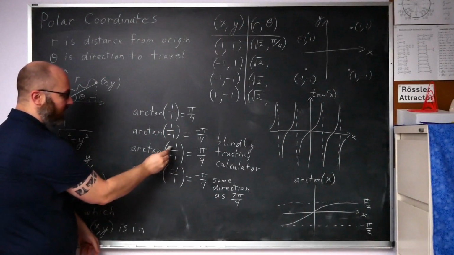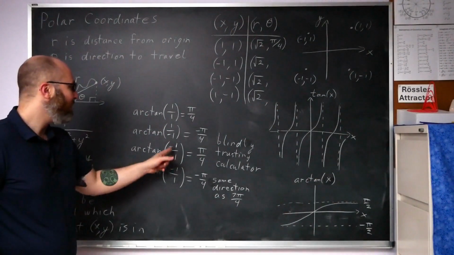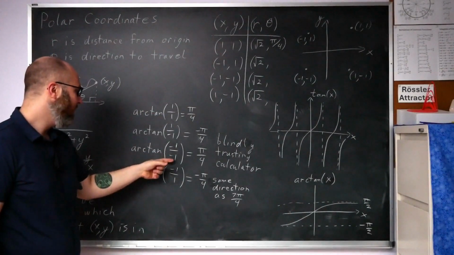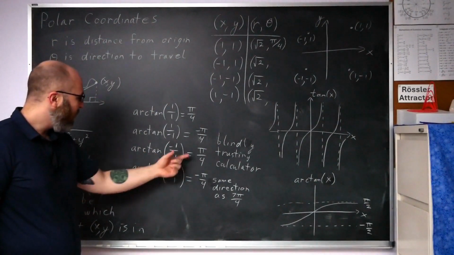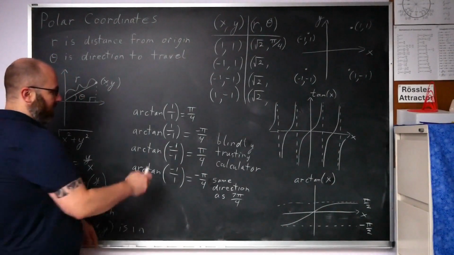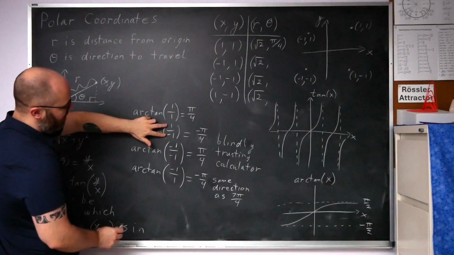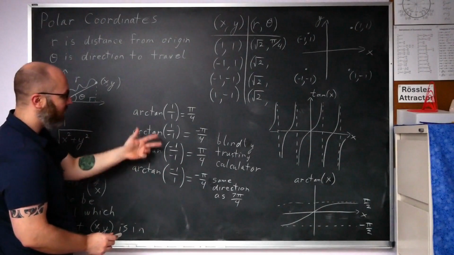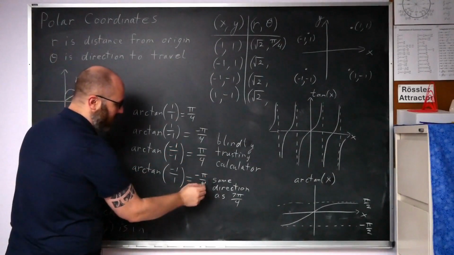If I have arctan of negative 1 over negative 1, negative 1 divided by negative 1 is the same thing as 1 divided by 1, right? Because I can cancel the negatives. And so if you blindly trust your calculator, this thing will pop out pi over 4. Same thing here with this one. 1 divided by negative 1 is the exact same number as negative 1 divided by 1. You're both plugging in negative 1 into here. And so blindly trusting your calculator, you're going to get negative pi over 4.